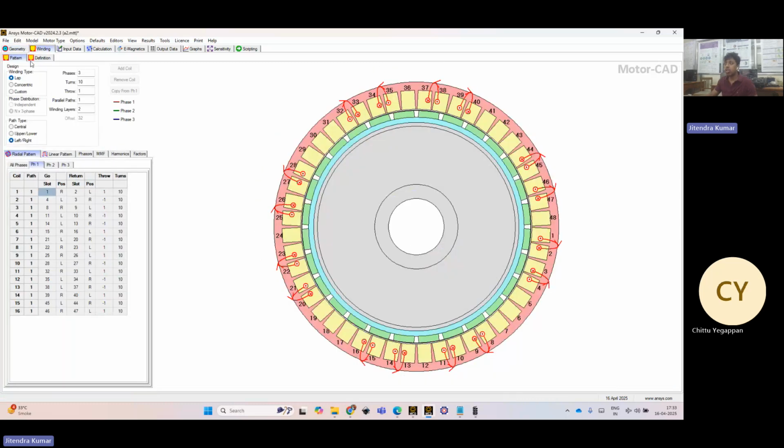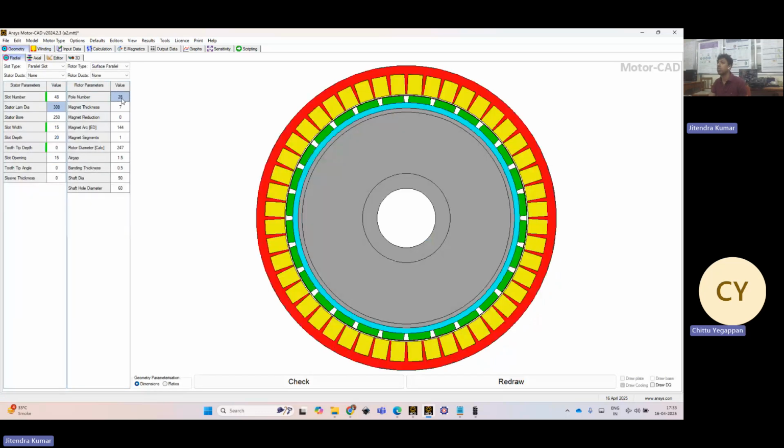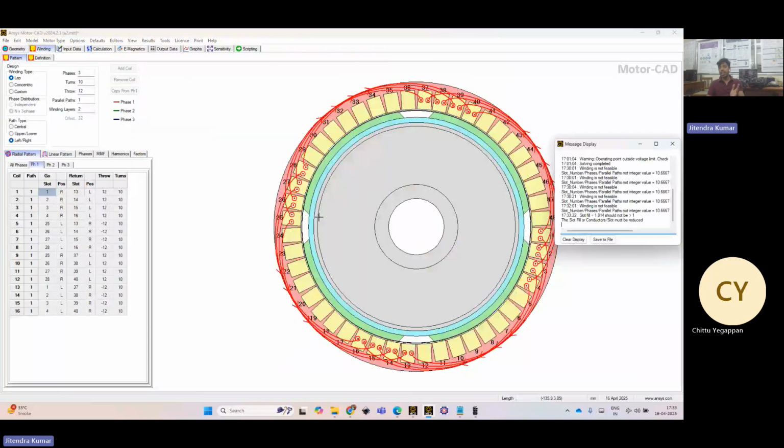I hope you got the point. 48 by the number of poles, which we did not assign as 4 earlier. The number of poles is 4. So for that also the winding is feasible with distribution of slot by pole. So 48 by 4 will be 12.